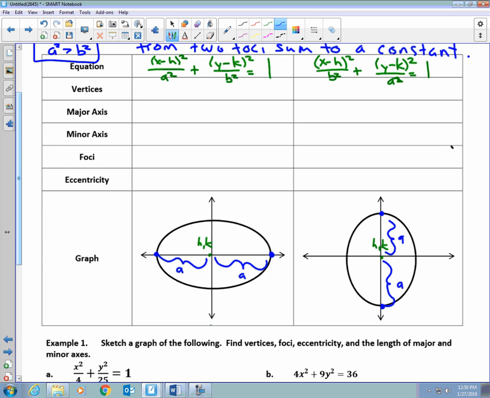Suppose my center was 0, 0. What would be the vertices for this ellipse? So 0 plus a would be a, and 0 minus a would be negative a. So the vertices would be plus or minus a, 0.